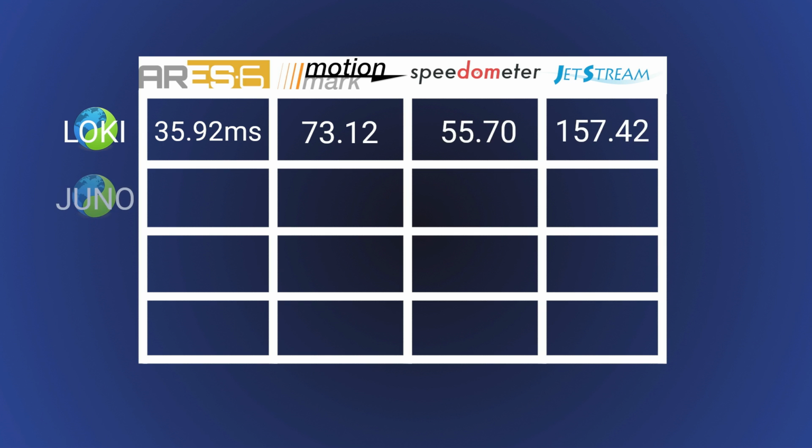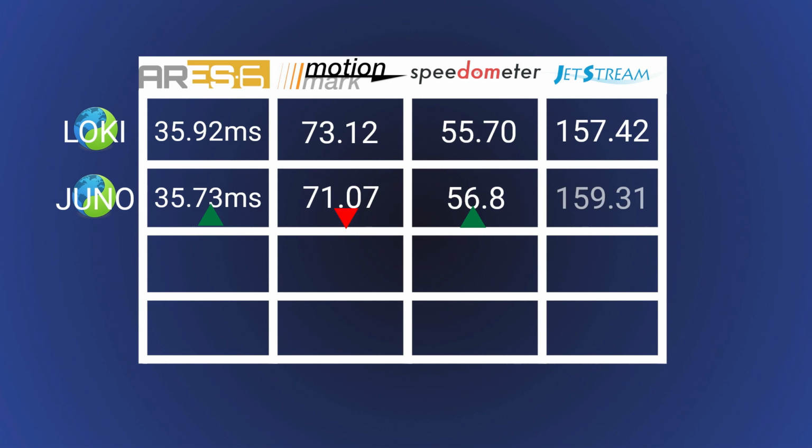Now on to Epiphany on Juno. On Aries 6, it scored 35.73, which is only a very small improvement on its score on Loki. On Motion Mark, the score is 71.07, which is also marginally worse than what Epiphany scored on Loki. On Speedometer, Epiphany scores 56.8 runs per minute on Juno, which is a little better than Loki. Finally, on the Jetstream test, it gets a 159.31 score, again, just a little better than Epiphany on Loki.